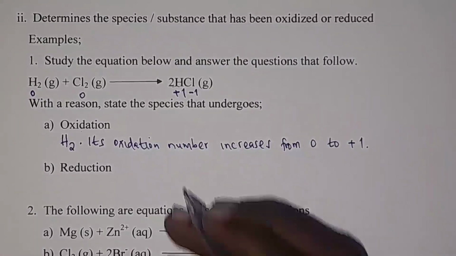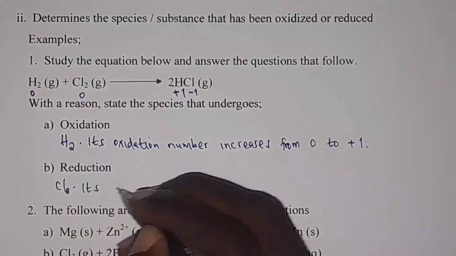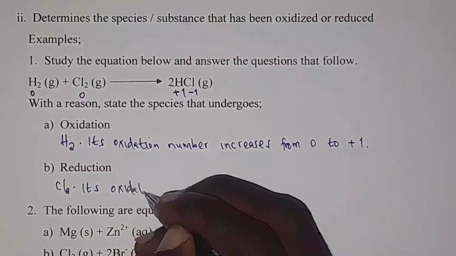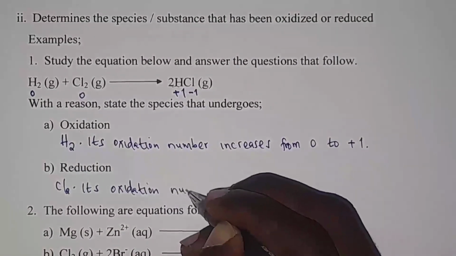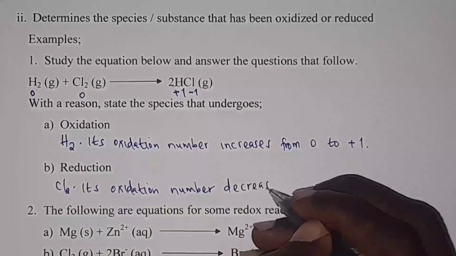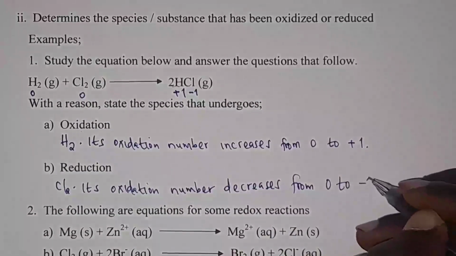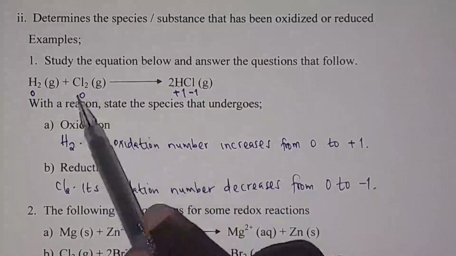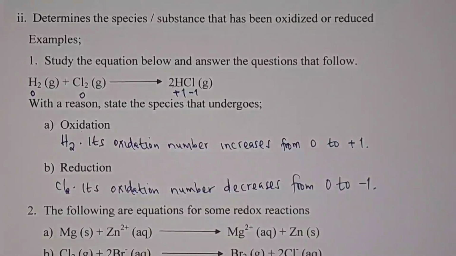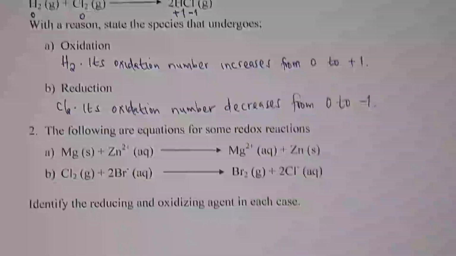What about reduction? We are going to have here chlorine gas. Reason? Because its oxidation number decreases from 0 to -1. So because initially it was 0, it became -1. So next we have example 2.